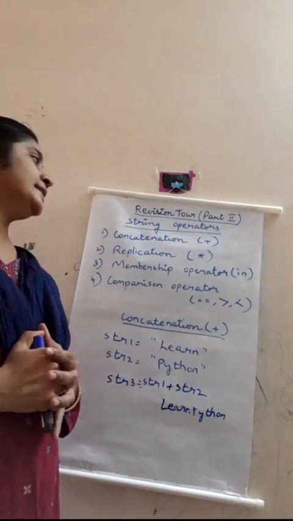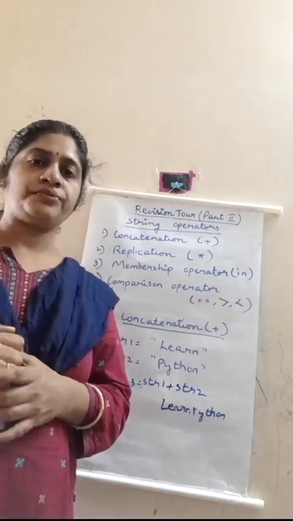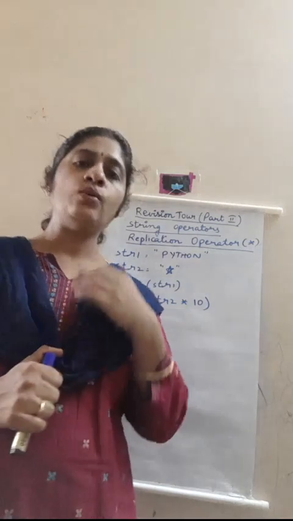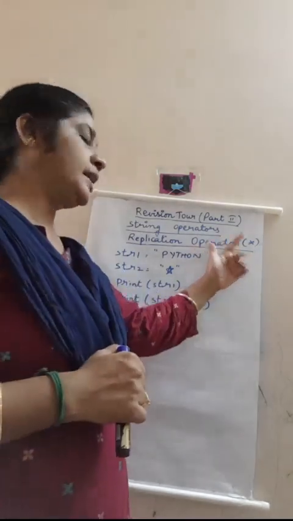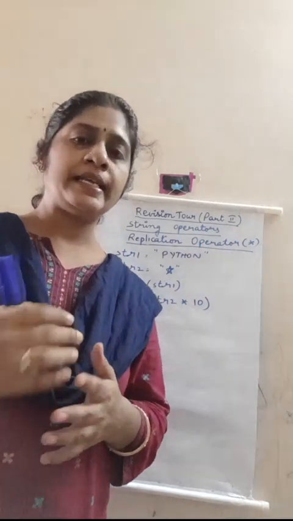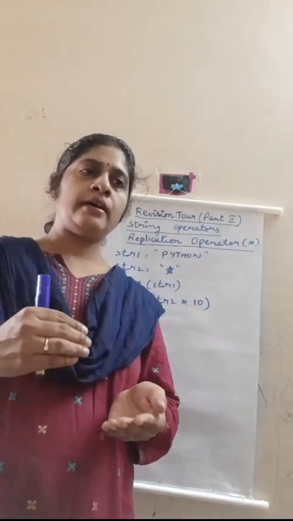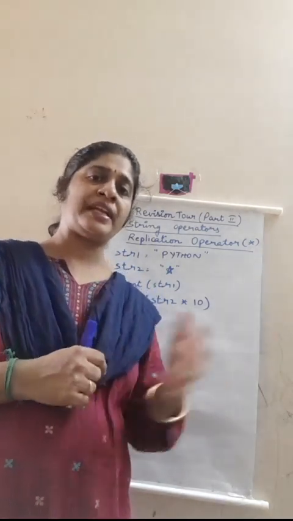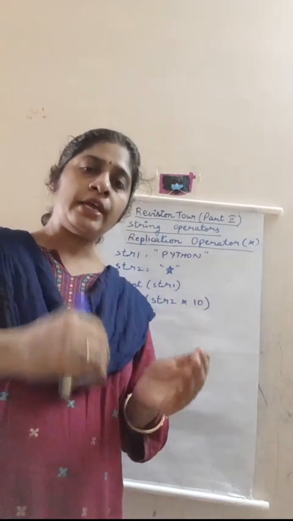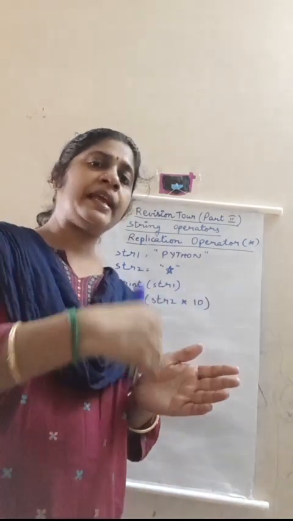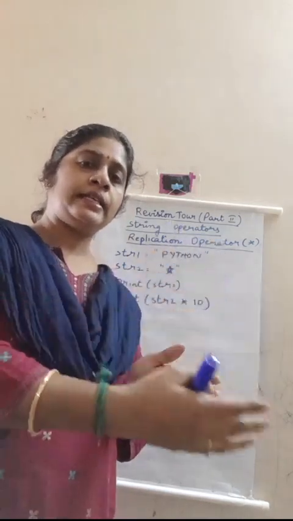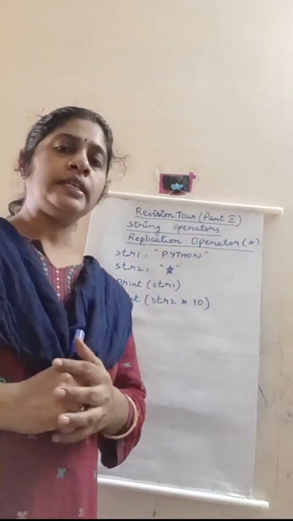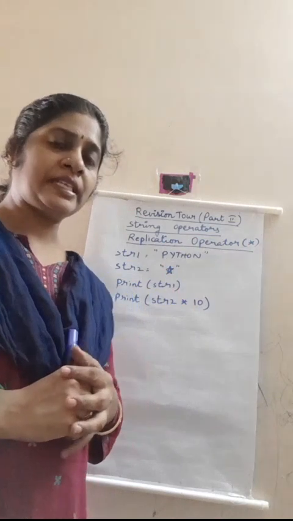Now we will see the replication operator, into. If you want to display a string a specified number of times, then you can go for the repetition operator, that is, the replication operator, where you will repeat the string. You will display the string repeatedly. In that case you will use the into operator, that is, the replication operator.